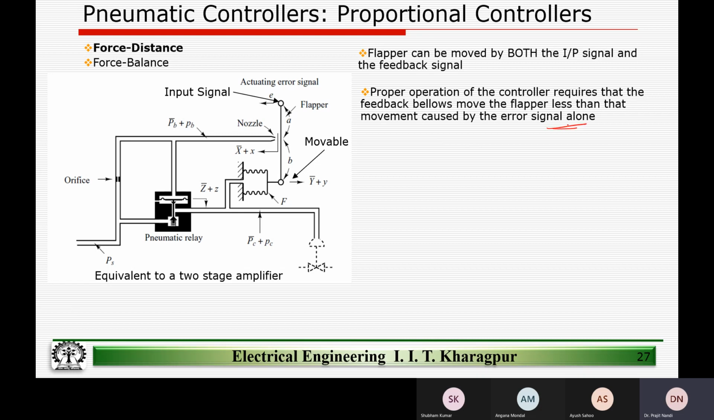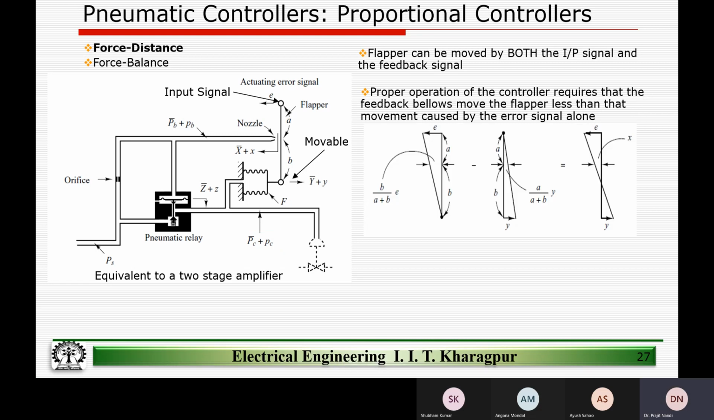This is again very important from a control point of view. If this is not the case, and the feedback itself is so large, the system is going to become unstable. So essentially, for the system to remain stable and operate in a linear region, we need to ensure that the feedback bellows move the flapper very little compared to the actual movement we have made to control the air pressure here.